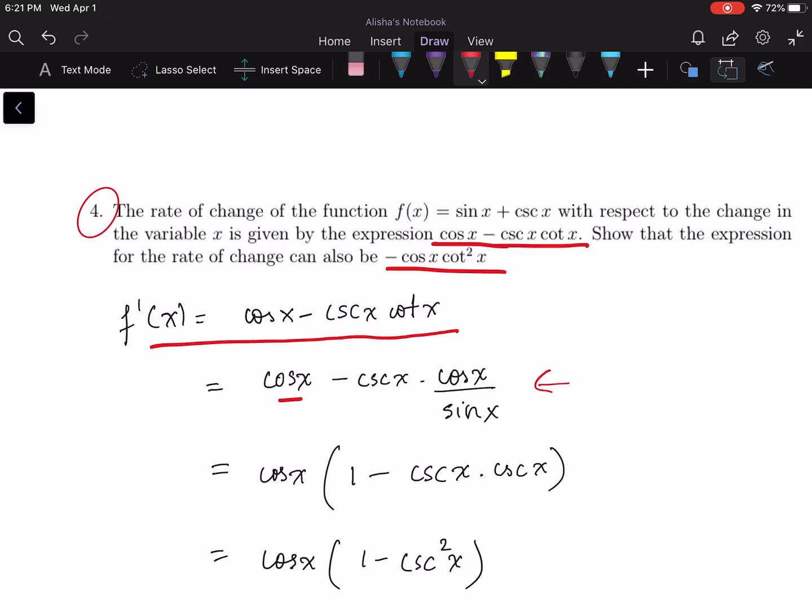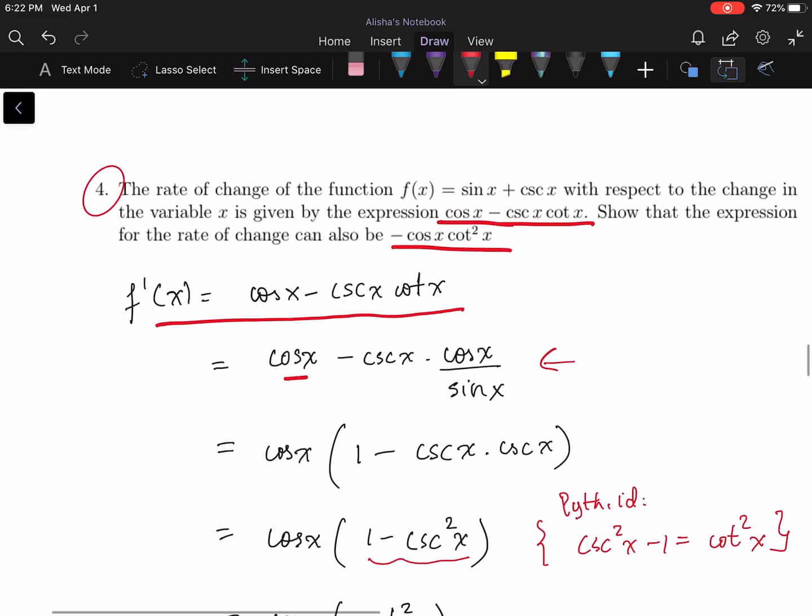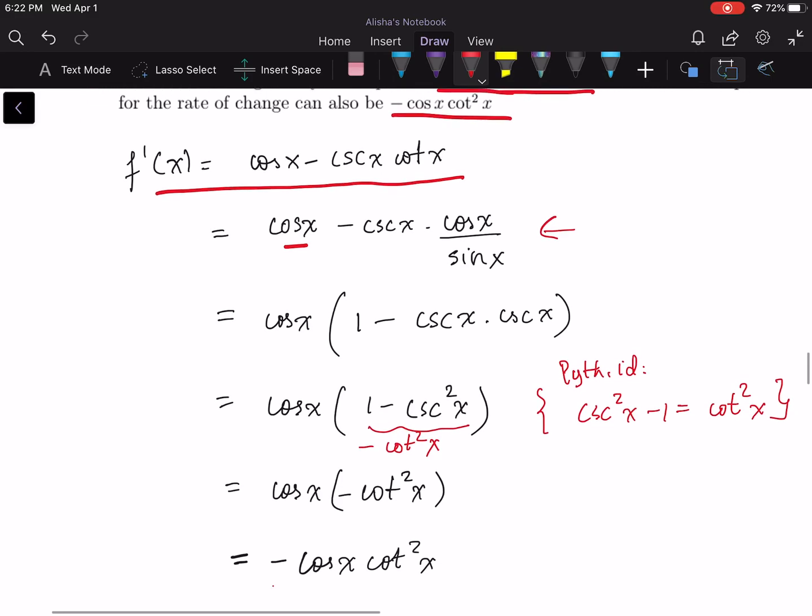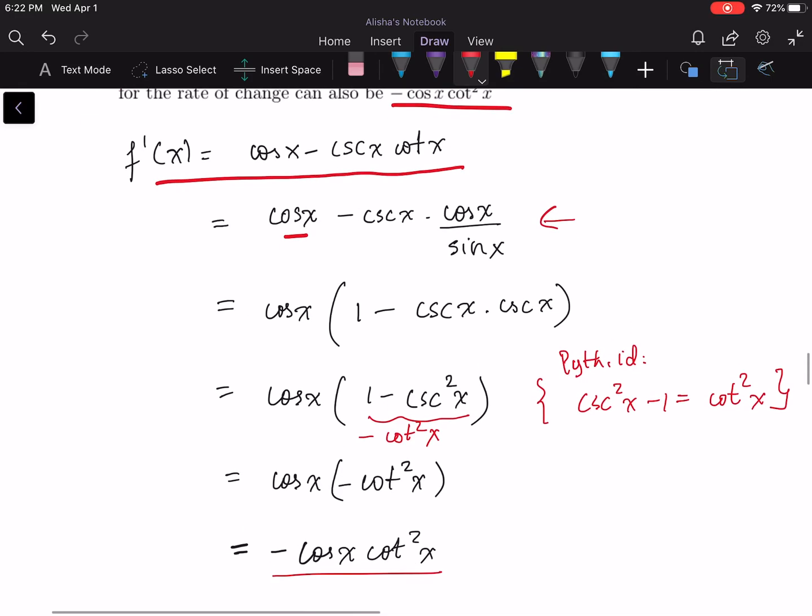And at this point, you might remember that cosecant square x minus 1 is cotangent square x. So maybe you remember this, or maybe you don't, but I'll show you what to do if you didn't remember that identity. But for now, hypothetically speaking, if we remember this identity, which follows from the Pythagorean identity, then we will know that this can be replaced by negative cotangent square x, and we would be done, right? We would have gotten down to the expression we were looking for.